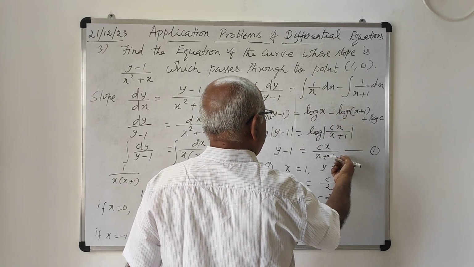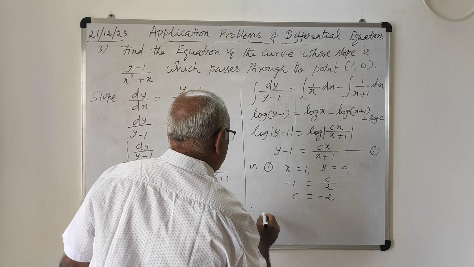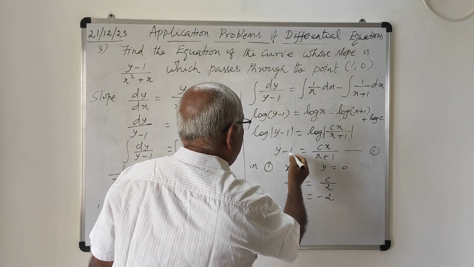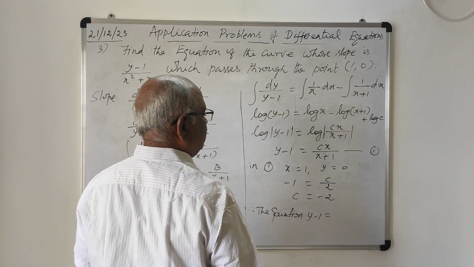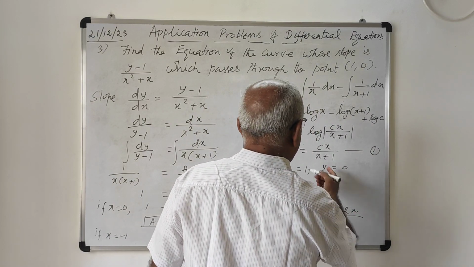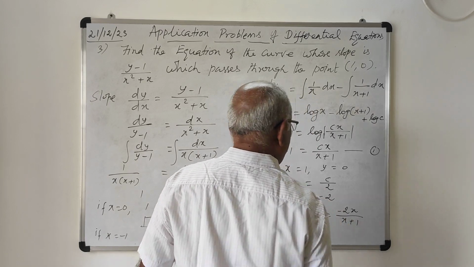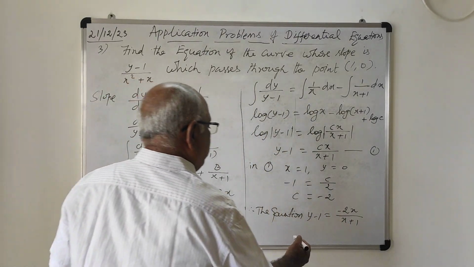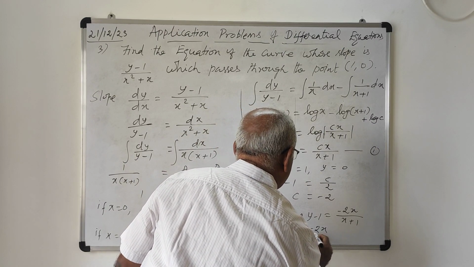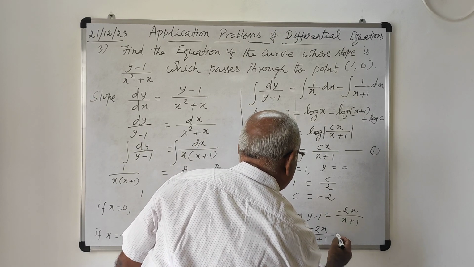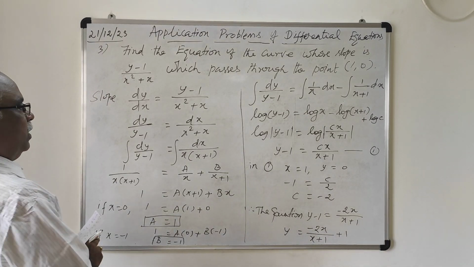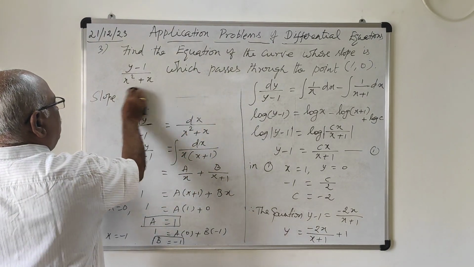So substituting in equation 1, the equation of the curve is y minus 1 equals c, that is minus 2x by (x plus 1). Now you simplify, y equals minus 2x by (x plus 1). This minus 1, if you bring it to the right hand side, is plus 1. This is the required equation, and you simplify, you will get the answer.